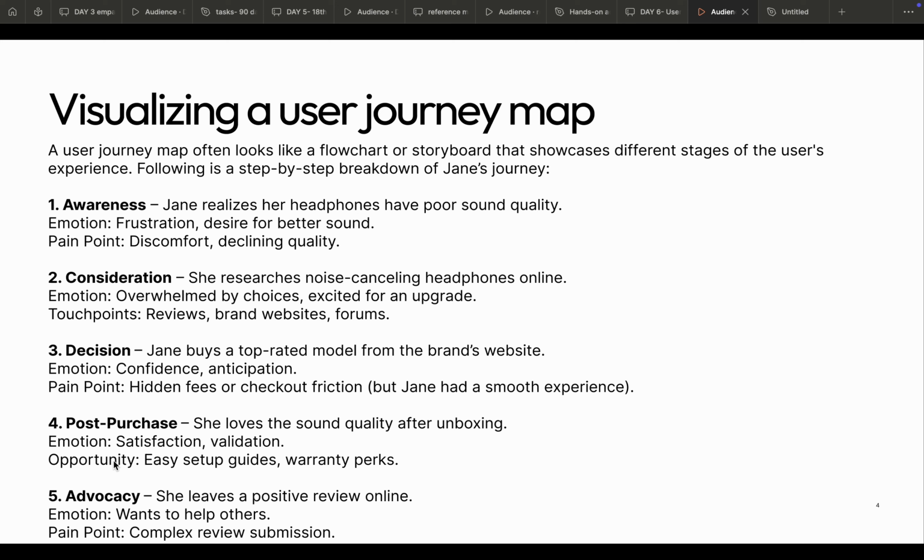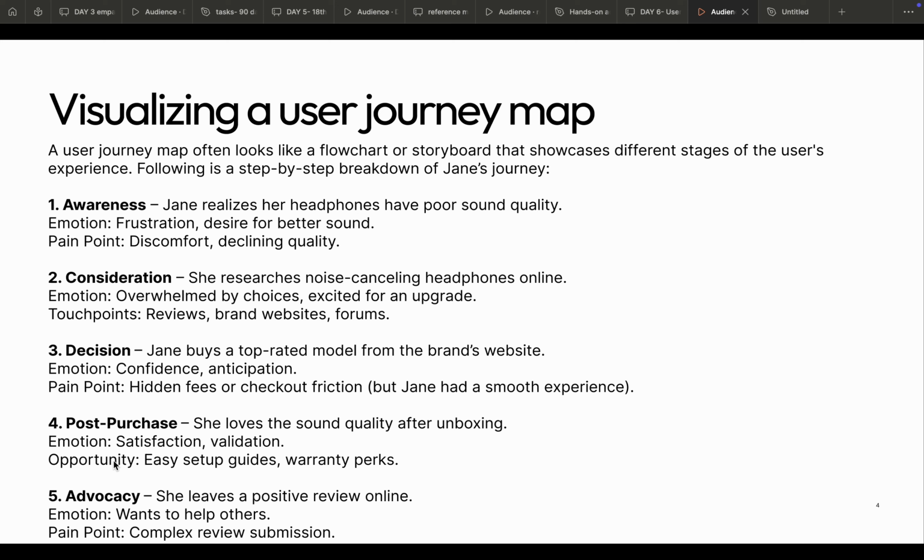Why she is leaving a positive review is because she wants to help the other people who are looking for a headphone. But the pain point here is complex review submission. Maybe they need to add a photo for proof, or a video review has to be given. Some kind of complexity is involved in the review submission.